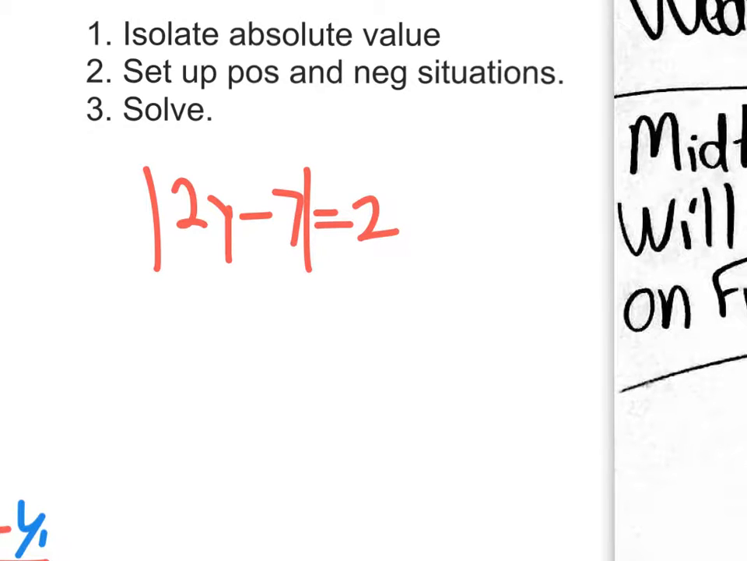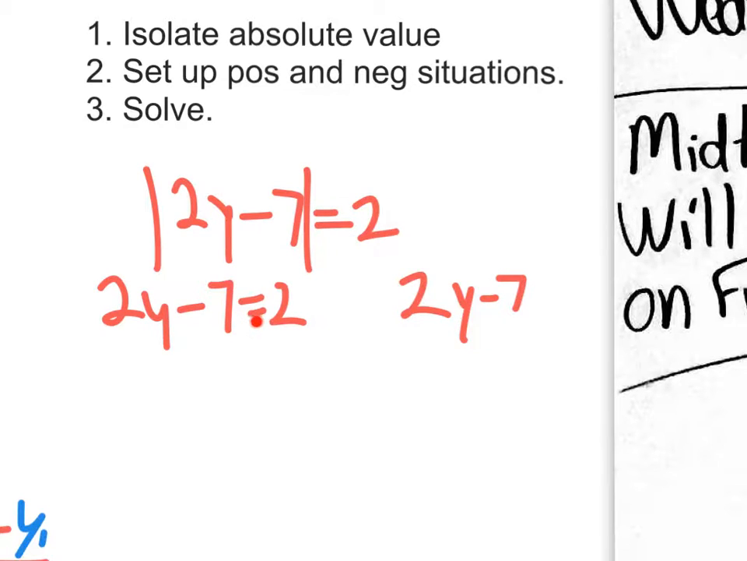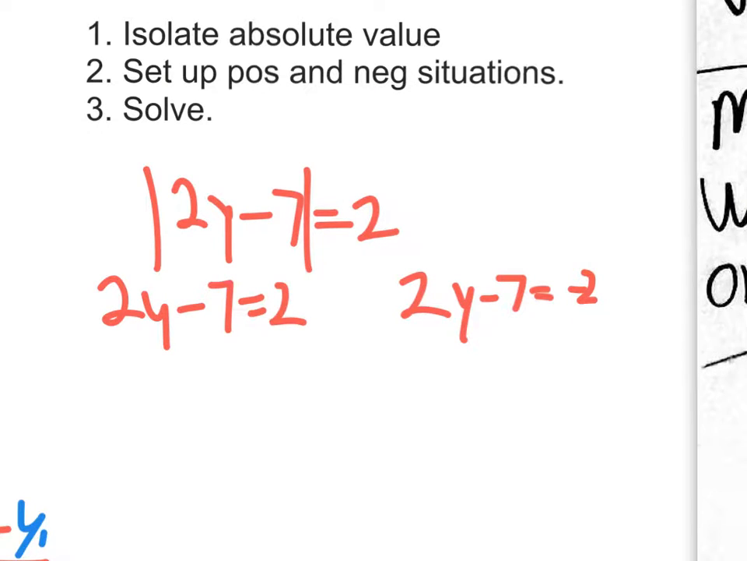So the positive situation will be rewriting it exactly the way it is. The negative situation is writing it exactly the way it is, but you have to flip the equal sign, which is still going to say equal, and then you change the sign of your number on this side, which will be a negative 2. So we're going to end up solving both of them.